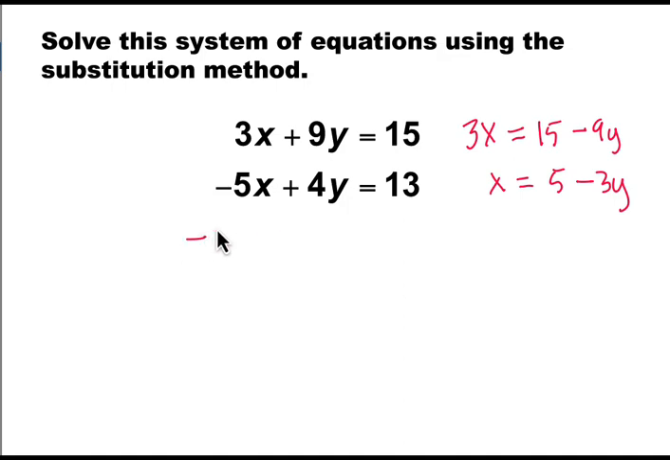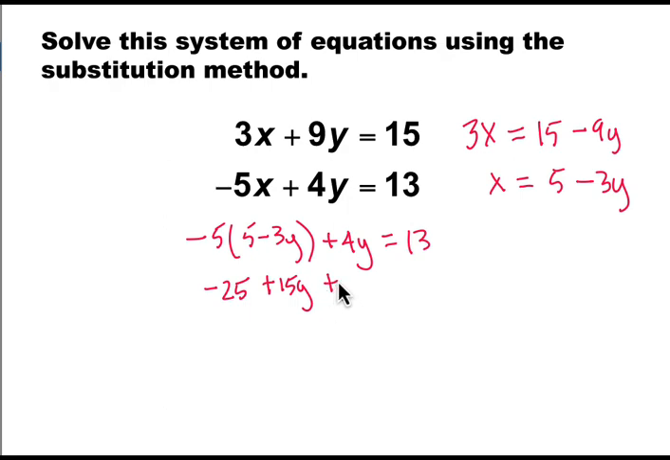So we get negative 5 times (5 minus 3y) plus 4y equals 13. Distributing the negative 5, we get negative 25 plus 15y plus 4y equals 13. Combining the y terms, we get 19y minus 25 equals 13.